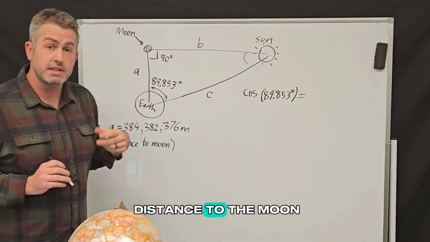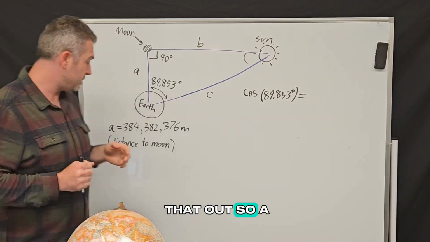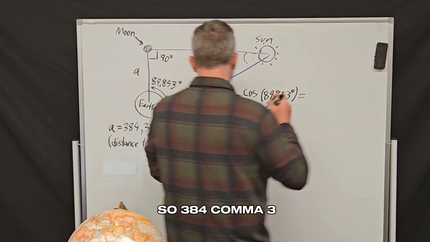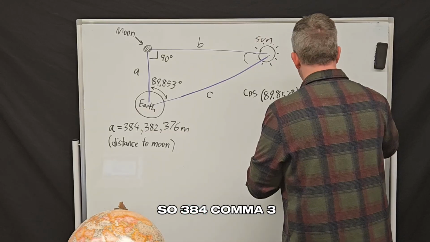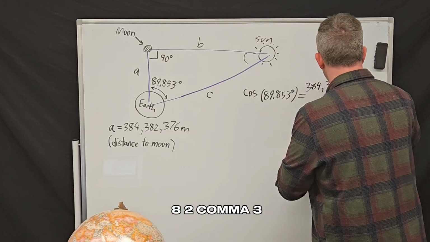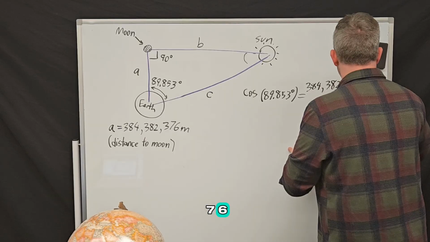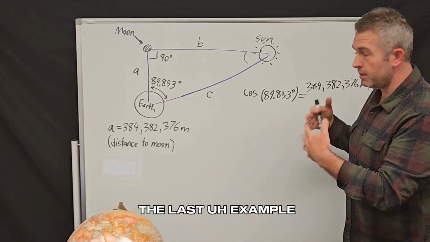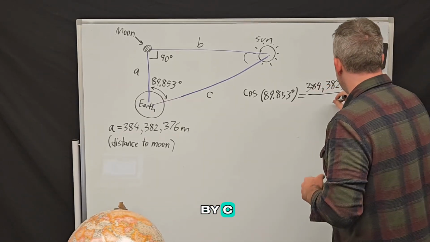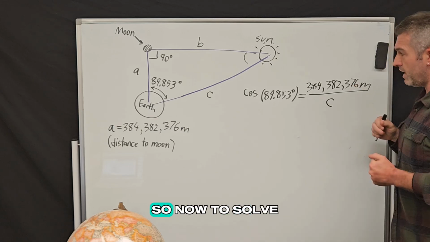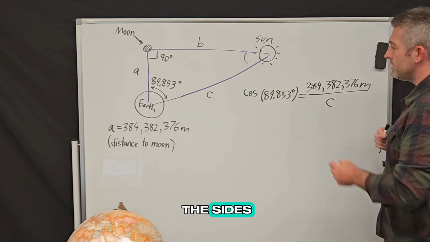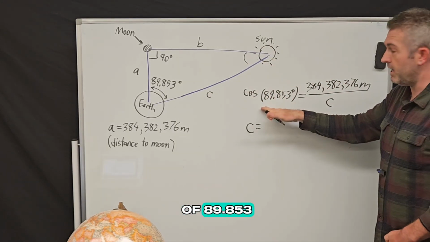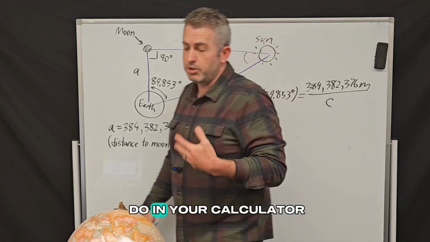Well, A is the distance to the moon, and we already figured that out. So A is 384 million. I wrote the exact number here, so I'll use that. So 384,382,376 meters to the moon, as we found in the last example. And that is divided by C, which is the distance to the sun. So now to solve for this, we can just rearrange the sides, and C would equal this number divided by the cosine of 89.853. That's really easy to do in your calculator.